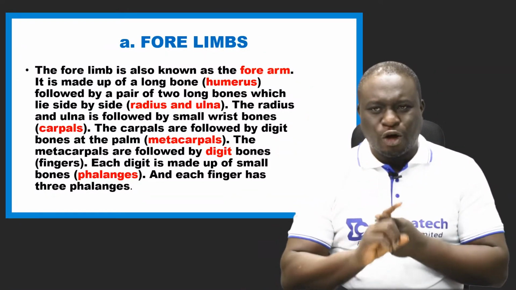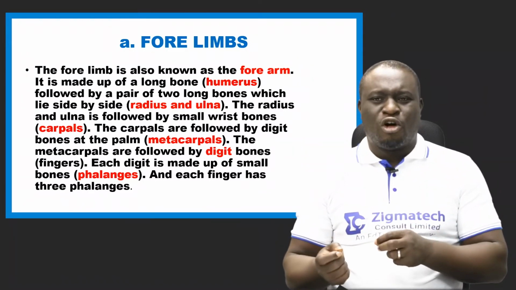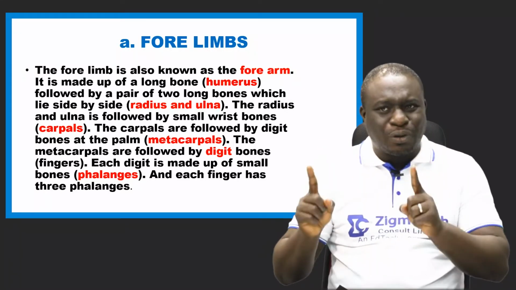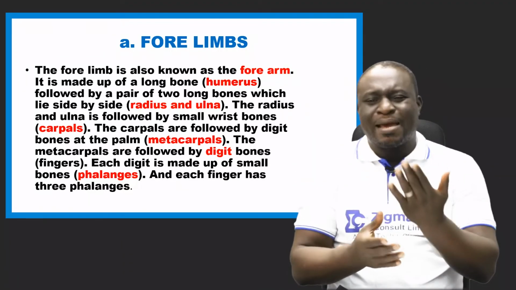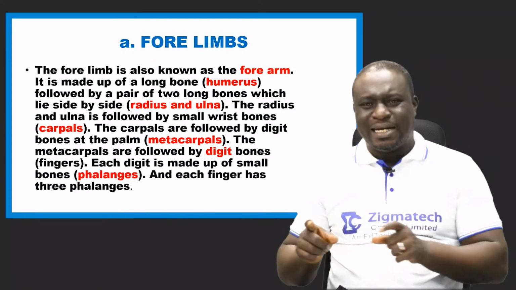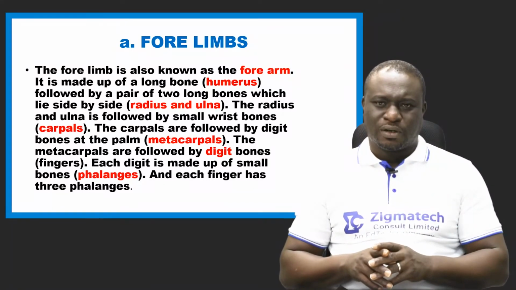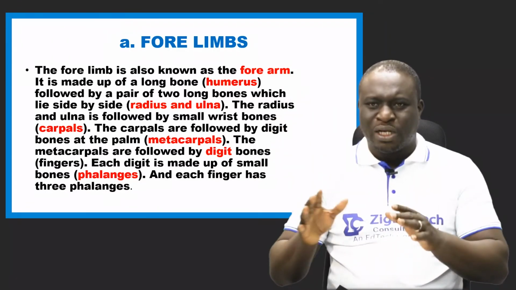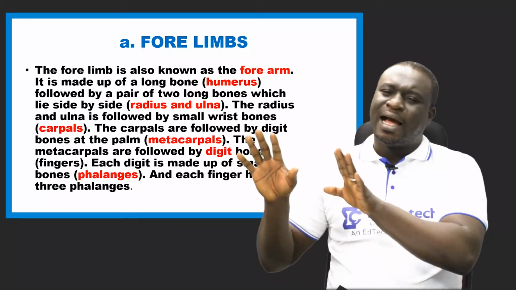It consists of a long bone. It consists of two short bones. It consists of either a wrist bone or an ankle bone based on the type of limb. It also consists of a foot bone and a palm bone, also based on the type of limb. And then it consists of digits, which contain phalanges. Okay, now let's take what we have just described for all the limbs and see how we can fit them into forelimbs and then hind limbs.